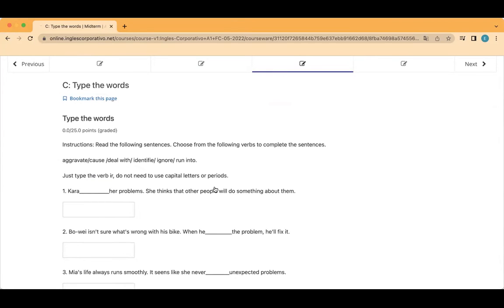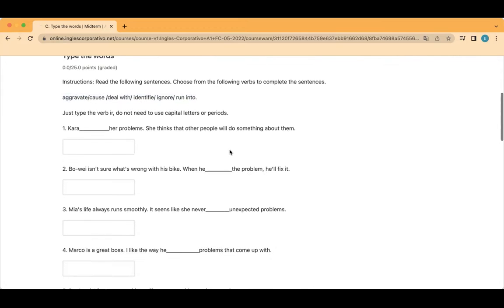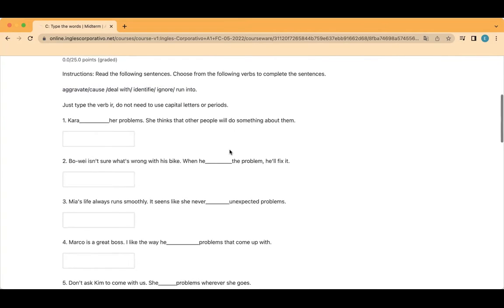Milton asked about this word aggravate. I have the same mistakes, but you only write the word aggravate. I don't know, because I wrote aggravate in this part, but it's marked as a mistake. I don't know if I am wrong, or I don't know how you write the word.